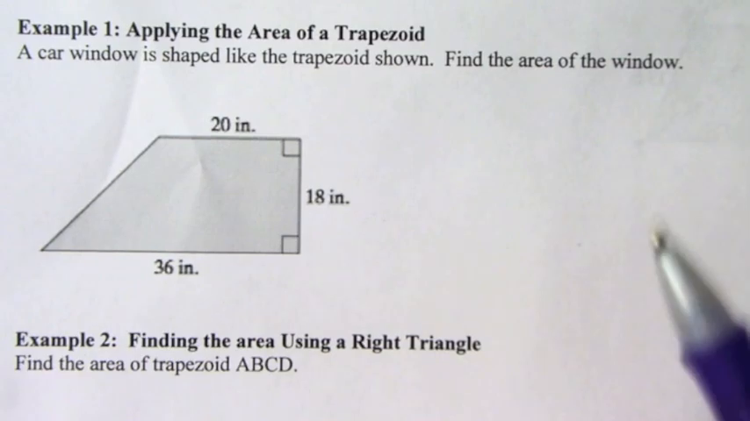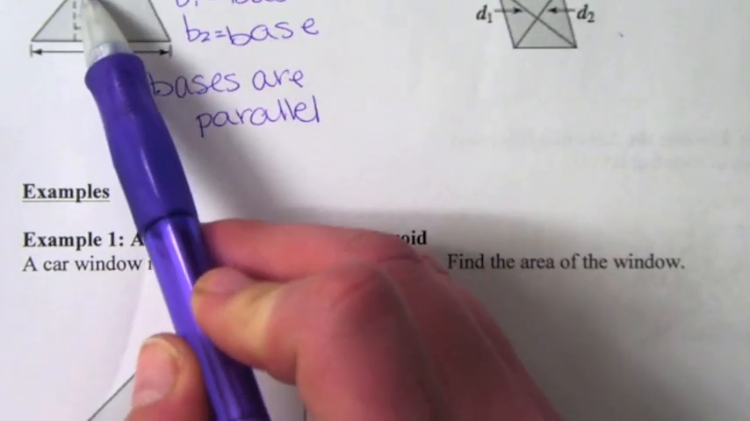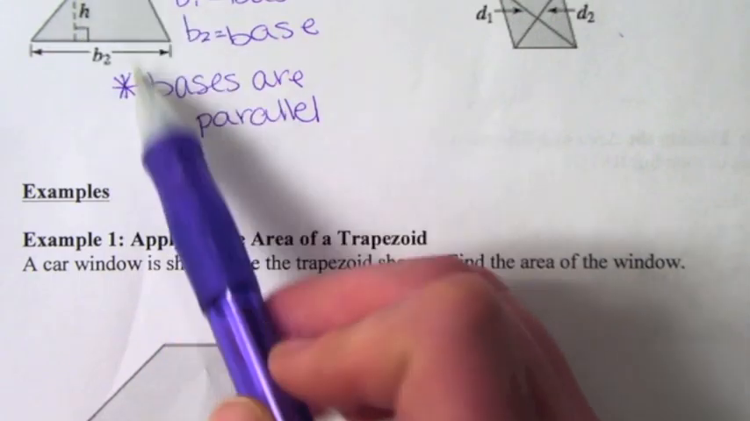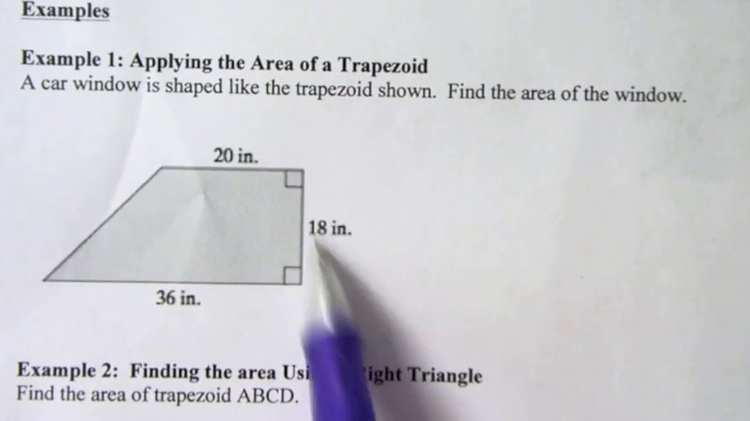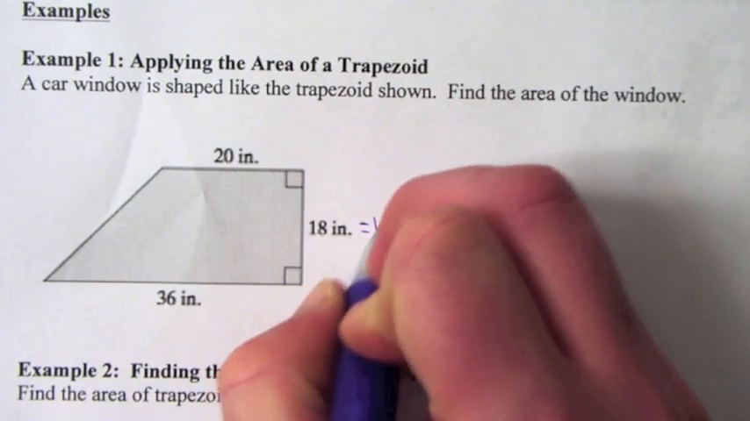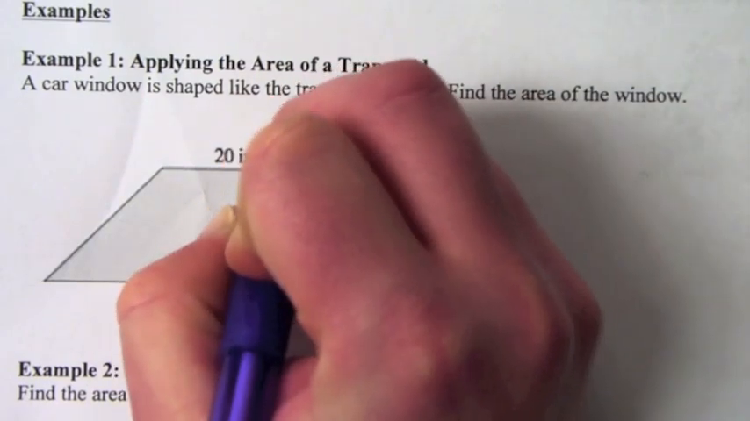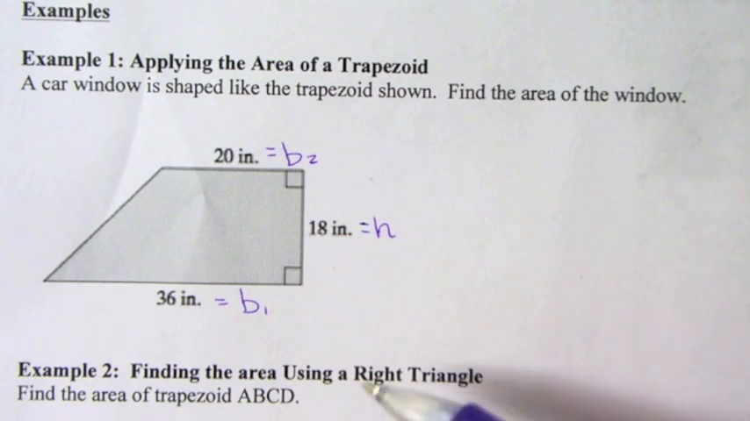Again, when we deal with height, I forgot to mention this, but when we deal with height, it needs to be the perpendicular distance from the two bases, or between the two bases. All right, so looking at this, our 18 inches is perpendicular to both bases. So that is going to be our height. And then we have a B1 and a B2. Again, it doesn't matter if you want to put B1 on the top, that's fine.